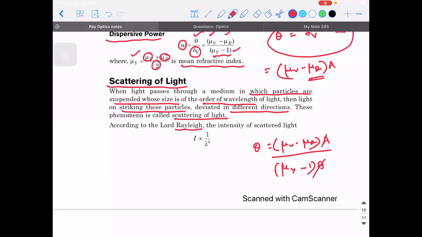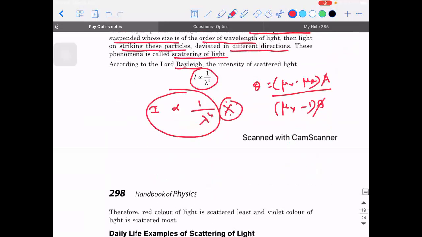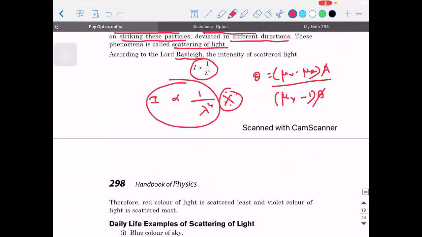According to Rayleigh scattering experiment, the intensity of the scattered light is observed to be inversely proportional to the fourth power of the wavelength which is getting scattered. This is also an important formula. Make a note of it. So that's the reason why red color light is scattered least and violet color is scattered most.